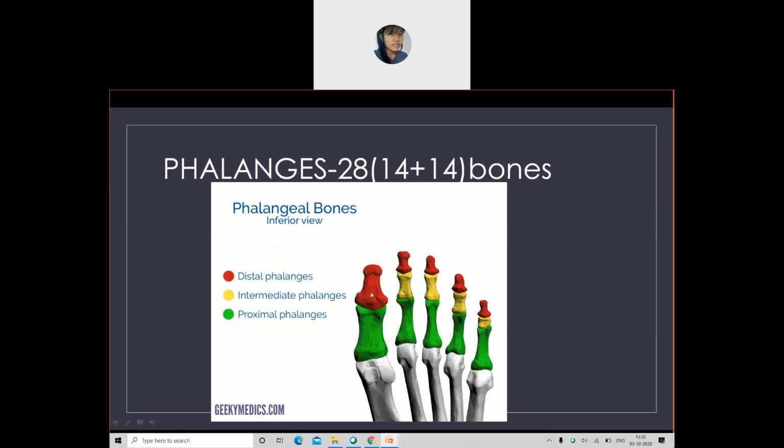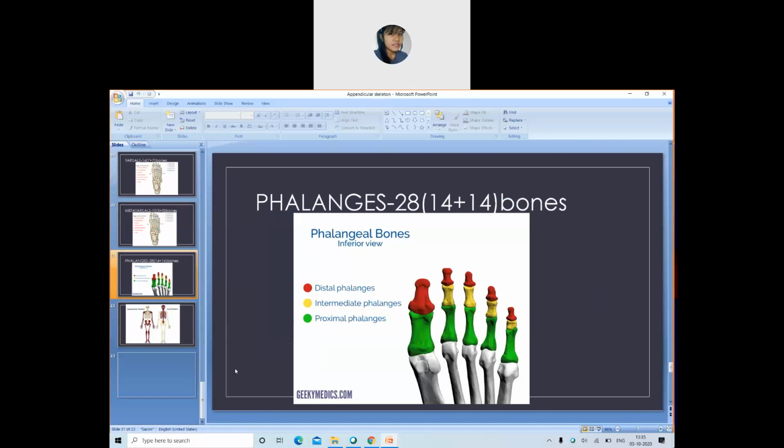So these are the phalanges. 14 on this side, that is the right side, and 14 on the left side. So if you calculate, 14 plus 14 is 28. Okay ma'am. Did you understand, everyone? Are you clear? Yes.